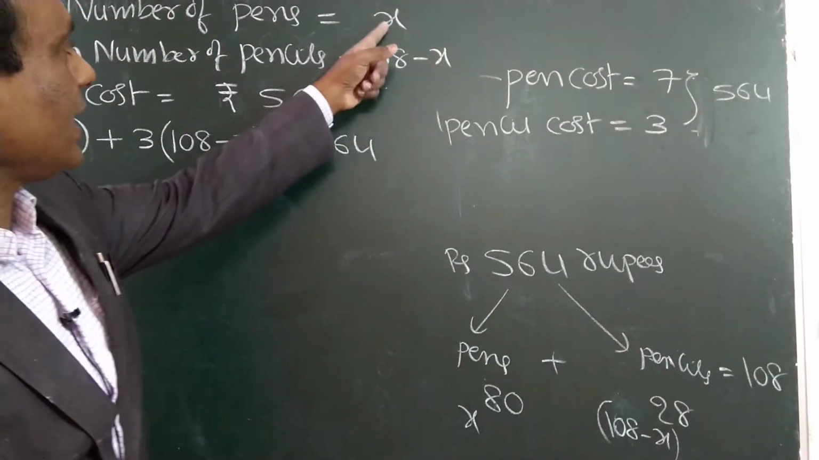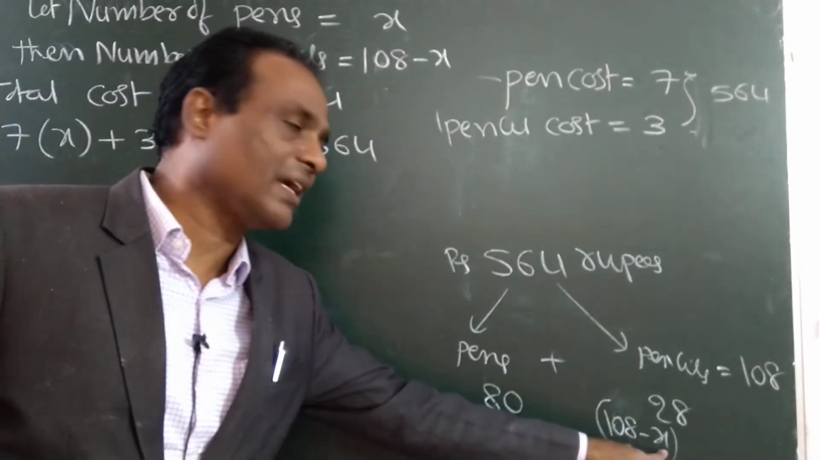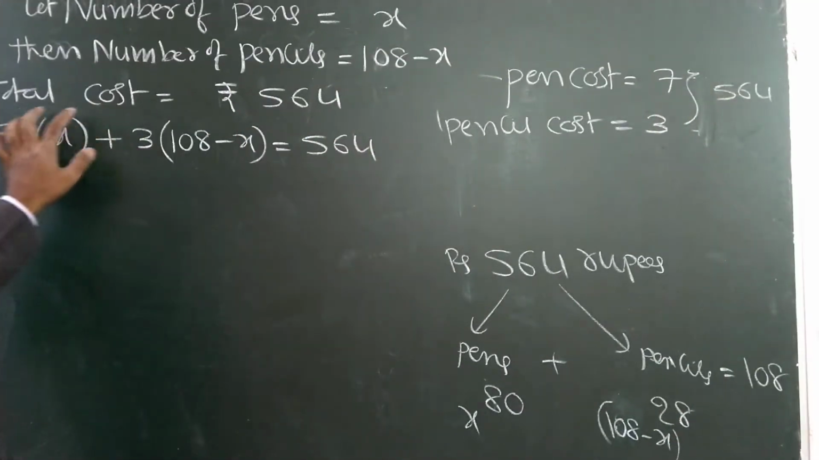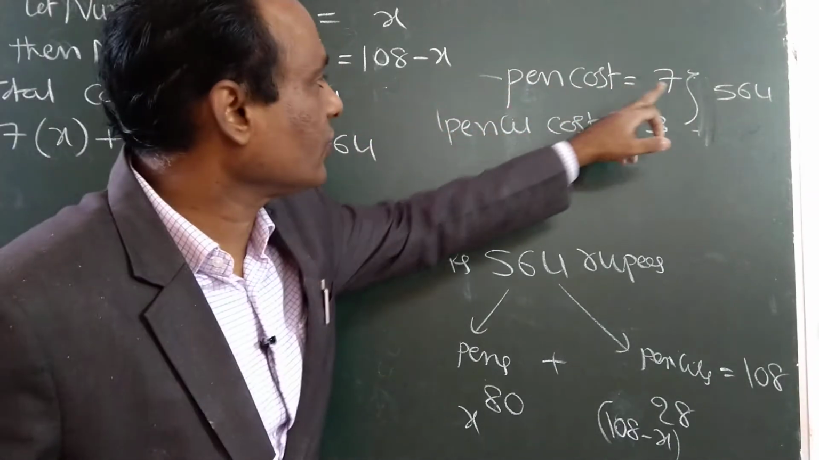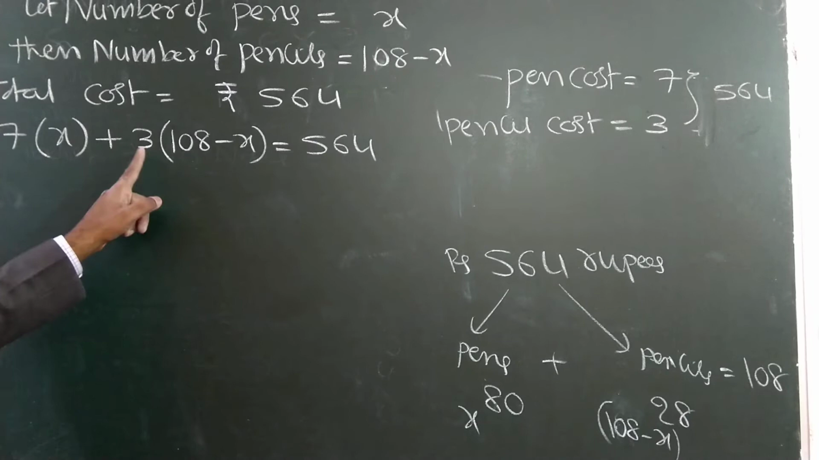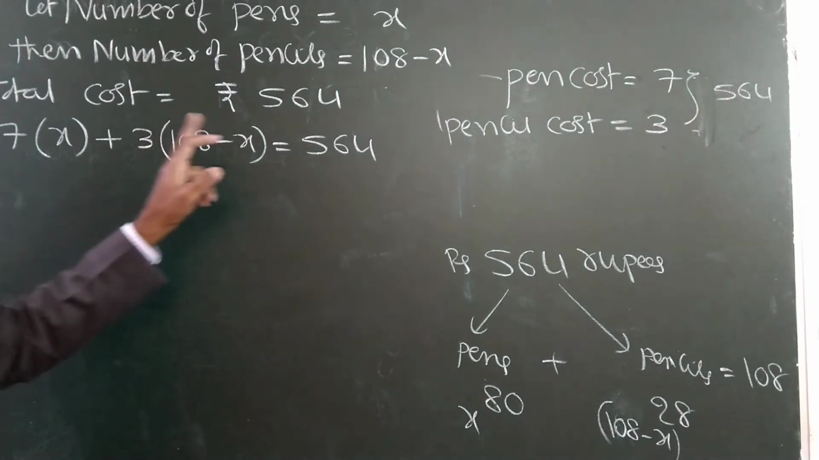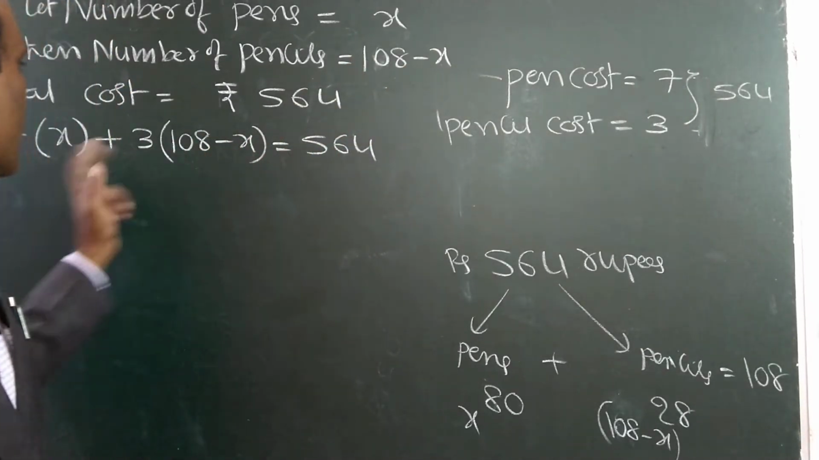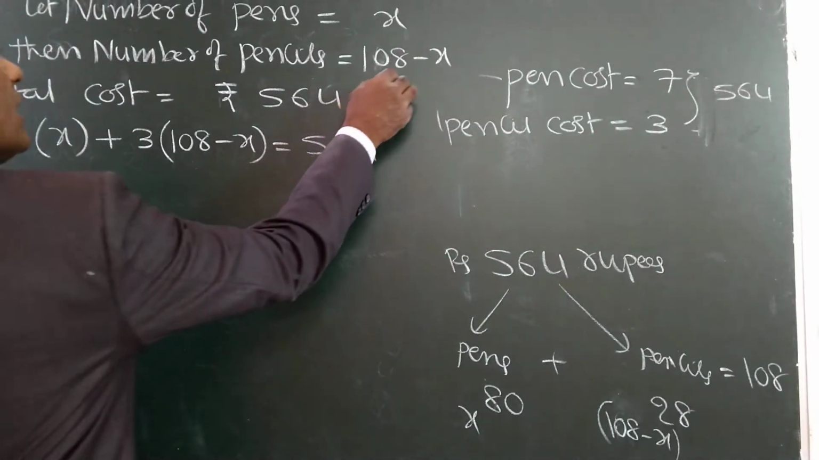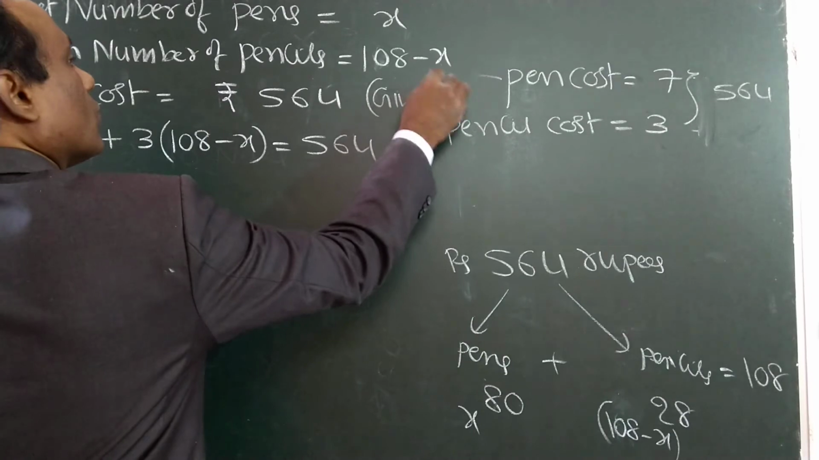Number of pens, x. Pencils will be 108 minus x because the total count should be 108. So the total cost is, pen cost 7 rupees. How many pens are we purchasing? x pens. Pencil cost 3 rupees. How many pencils are we purchasing? 108 minus x. Total is given, 564. It is given in the question, so I am not writing it.